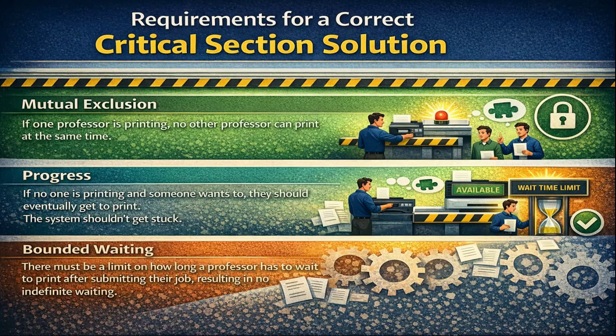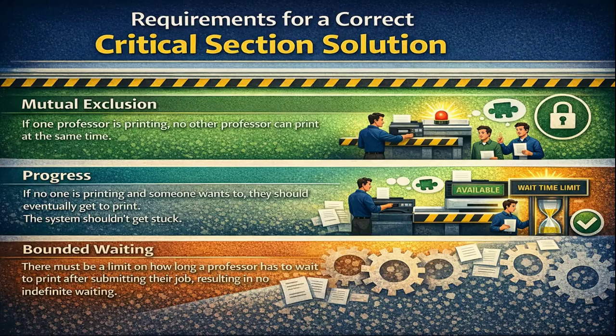Think of a traffic signal. Red means stop, green means go. This controls the movement of vehicles and prevents accidents. Similarly, synchronization controls processes and prevents conflicts. Comparing with our problem: mutual exclusion means when one professor is printing, no other professor can print at the same time. Progress means if no one is printing and someone wants to print, that process should be allowed. And bounded waiting means there must be a limit on how long a professor has to wait to print after submitting their job, so there is no indefinite waiting. If a process waits for too long, that results in starvation.